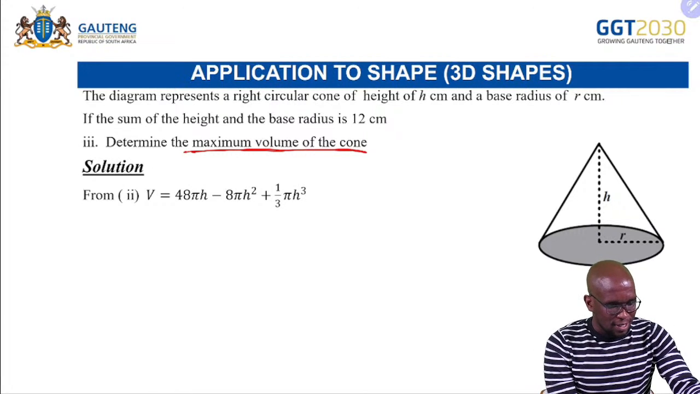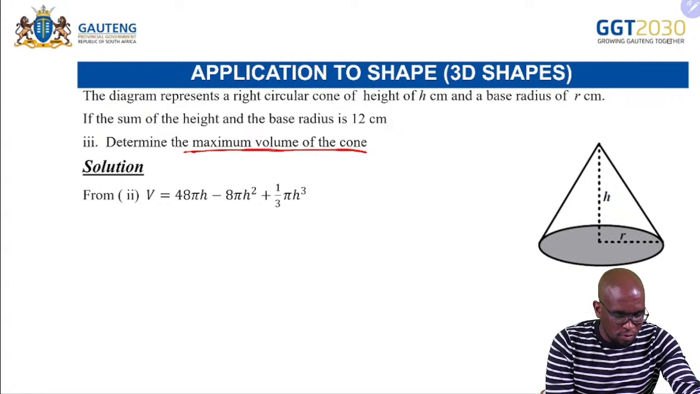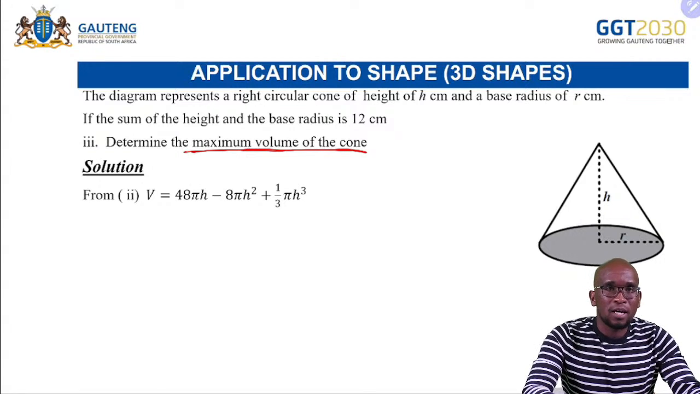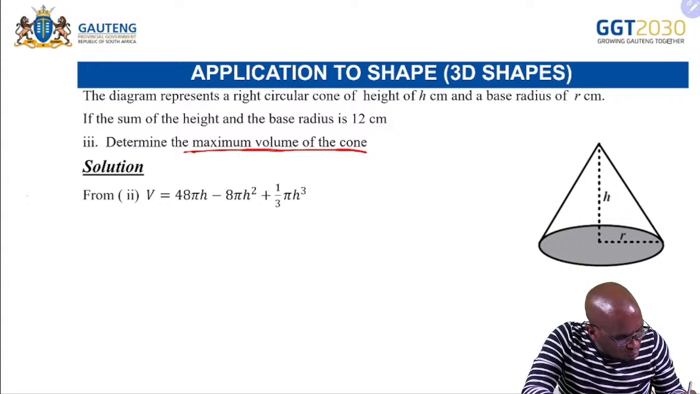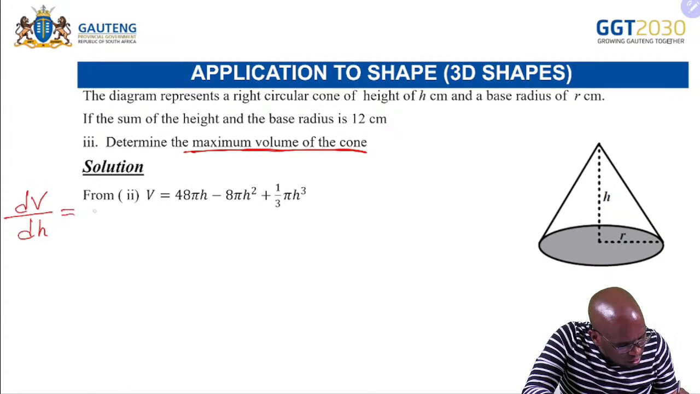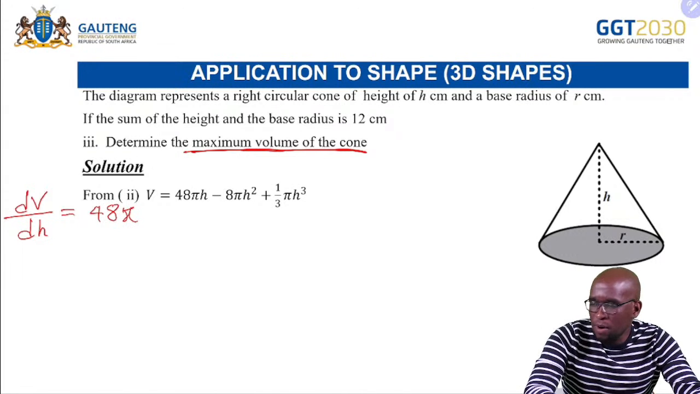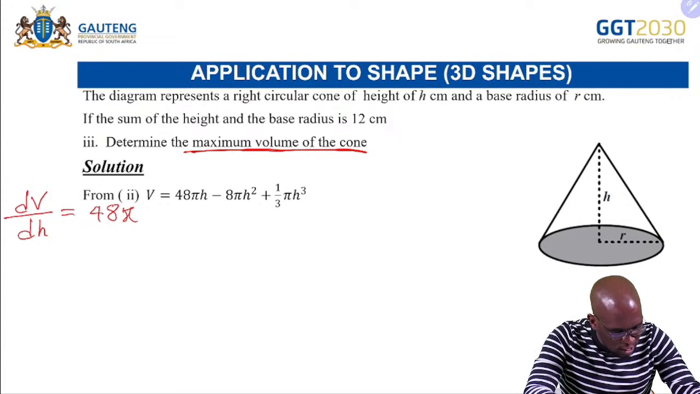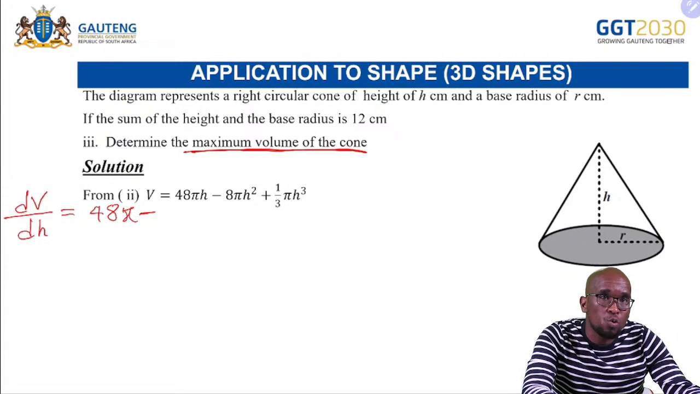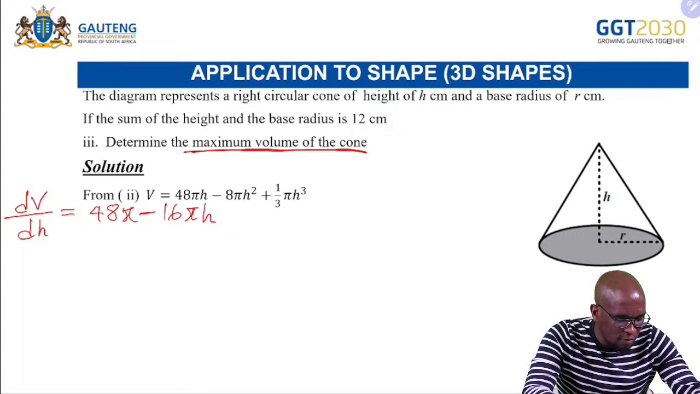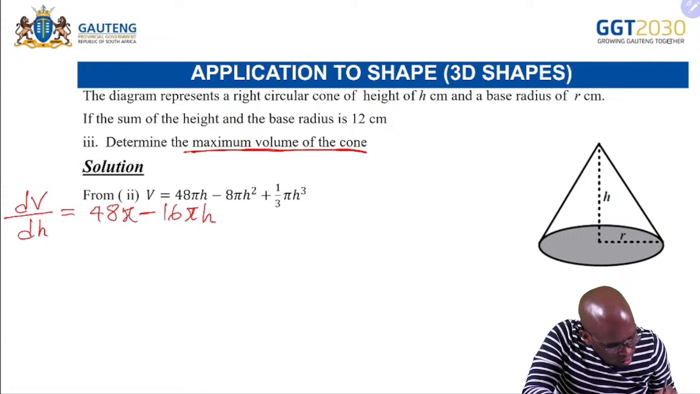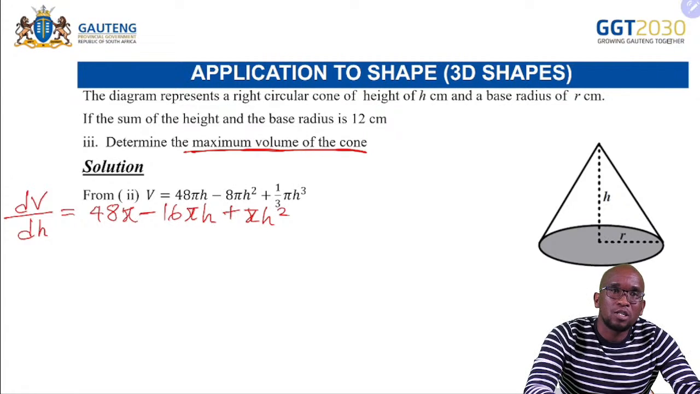Hello and welcome back. Right, I asked you to work out the maximum volume of the cone. So let's go through it together and see whether you managed to get it correct. Remember, to determine the maximum volume, we need to differentiate first. So we differentiate V in terms of h. dV over dh is 48 pi, minus, if we differentiate 8 pi h squared with respect to h, this would be 16 pi h. And lastly, if we differentiate a third of pi h cubed, this simplifies to pi h squared.